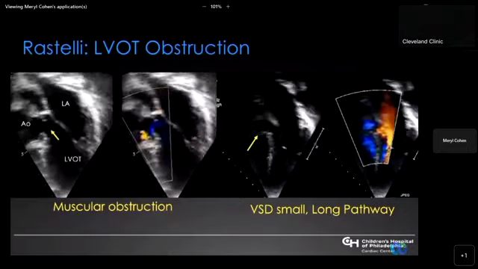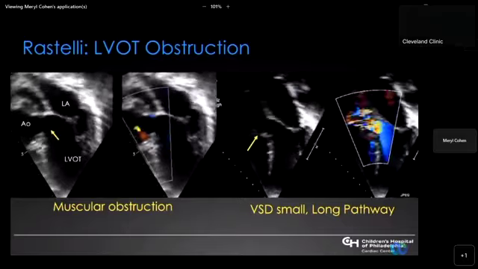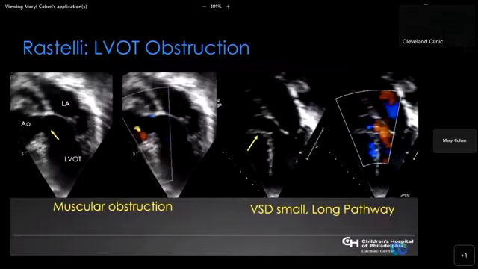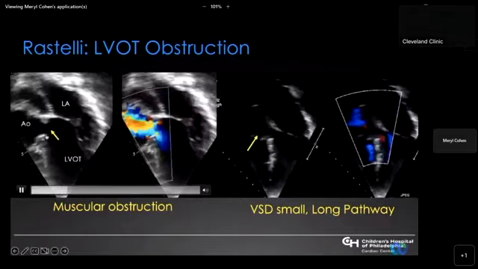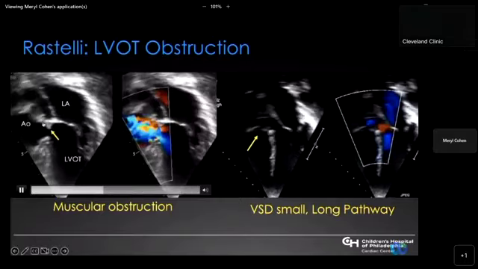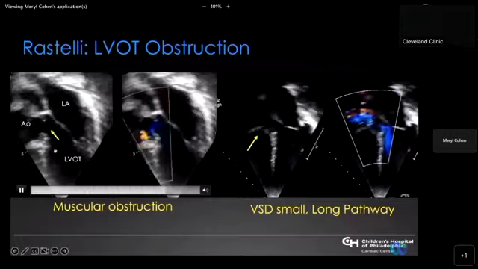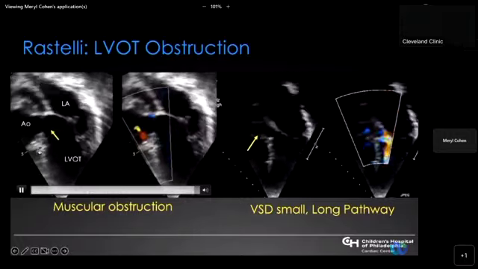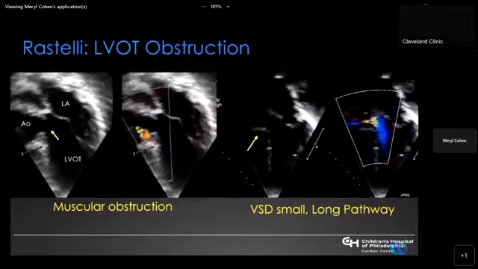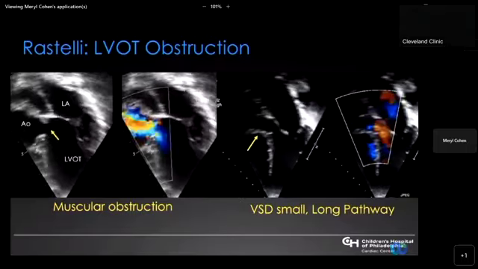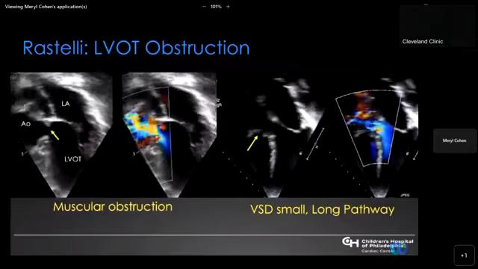And why do we worry about the Rastelli? Well, because these patients can develop early or late left ventricular outflow tract obstruction, a variety of etiologies. Here you see conus, so muscle, that was sitting under the pulmonary artery, and you can see that there's a ring, sort of like a napkin ring of muscle that's causing left ventricular outflow tract obstruction in this patient that would need to be resected.